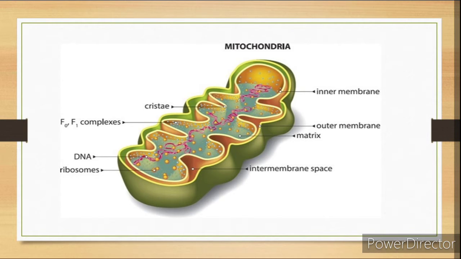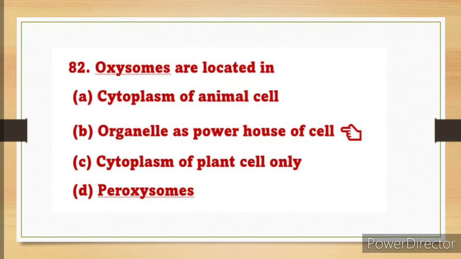These F1 particles play an important role in respiration of a cell. Each oxysome is differentiated into base, stalk and headpiece. The headpiece contains an enzyme called ATP synthetase, which brings about oxidative phosphorylation coupled with the release of ATP. So here oxysomes are located in. The right answer is option B, organelle as powerhouse of a cell, which describes mitochondria. Powerhouse of cell is nothing but mitochondria.